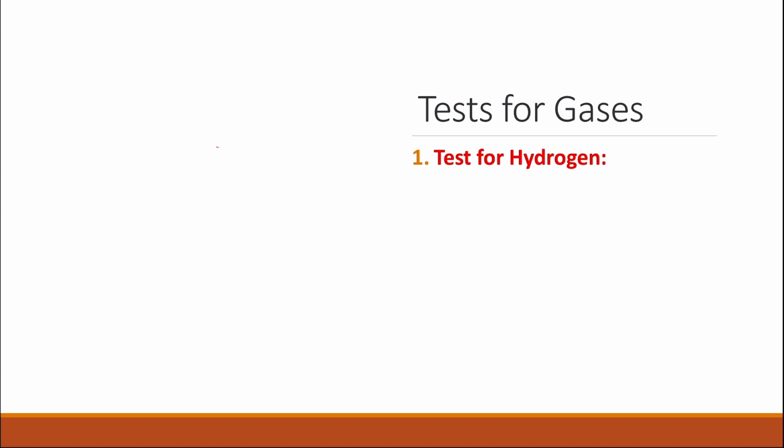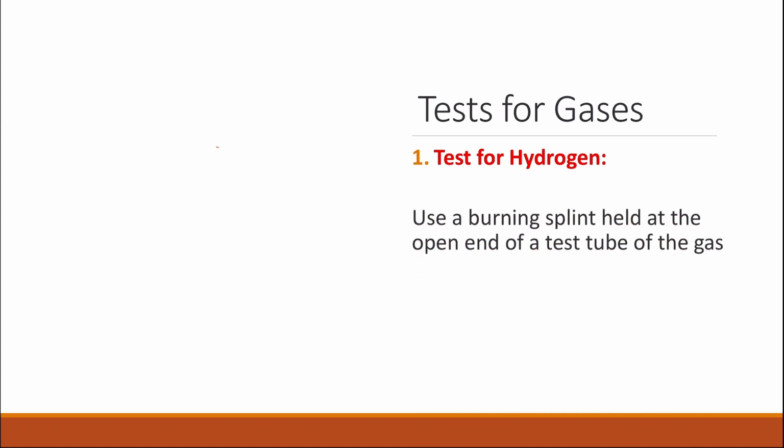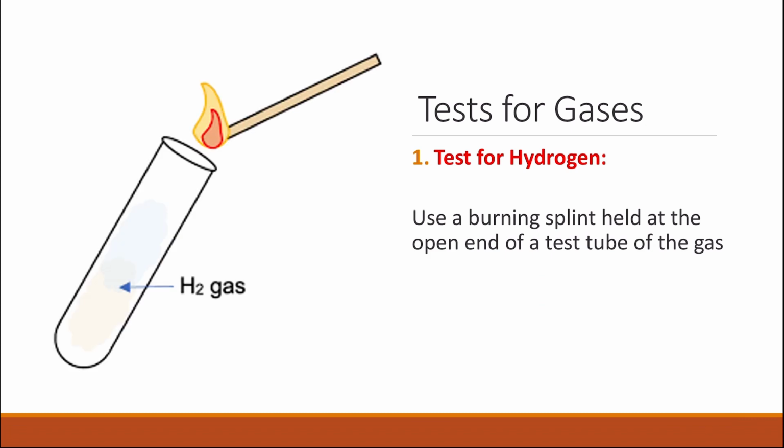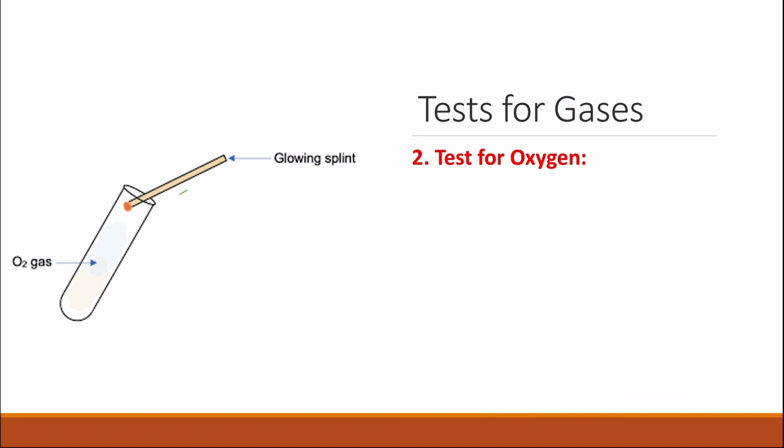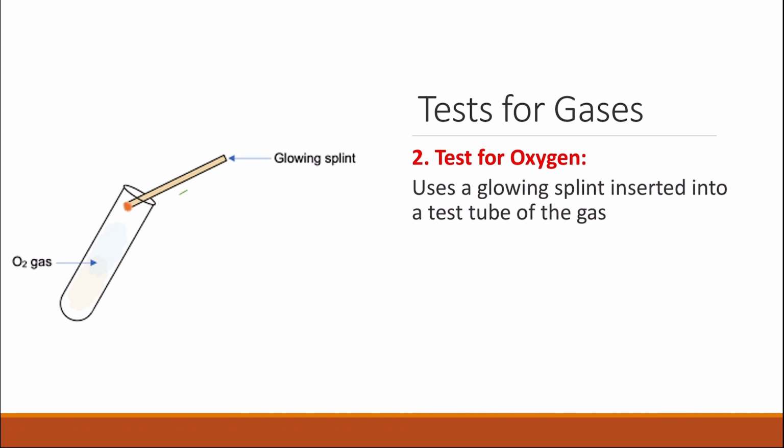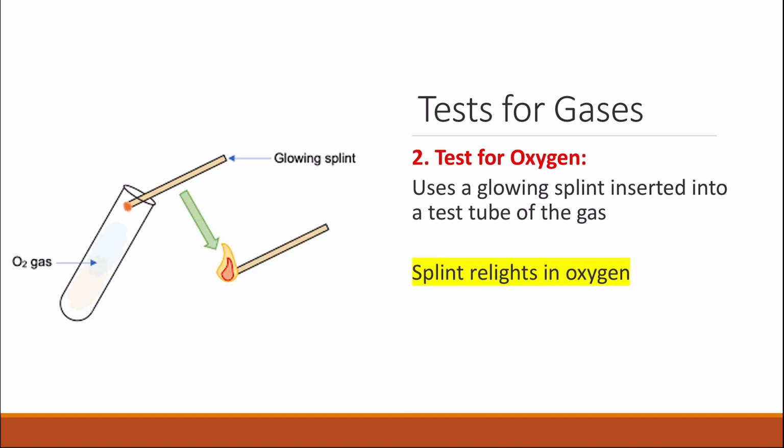Testing for gases. You can test for hydrogen by using a burning splint and holding it at the open end of a test tube of the gas. If it creates a squeaky pop sound, then this is hydrogen. To test for oxygen, you can use a glowing splint and insert it in a test tube of the gas. If the splint relights, then this is oxygen.